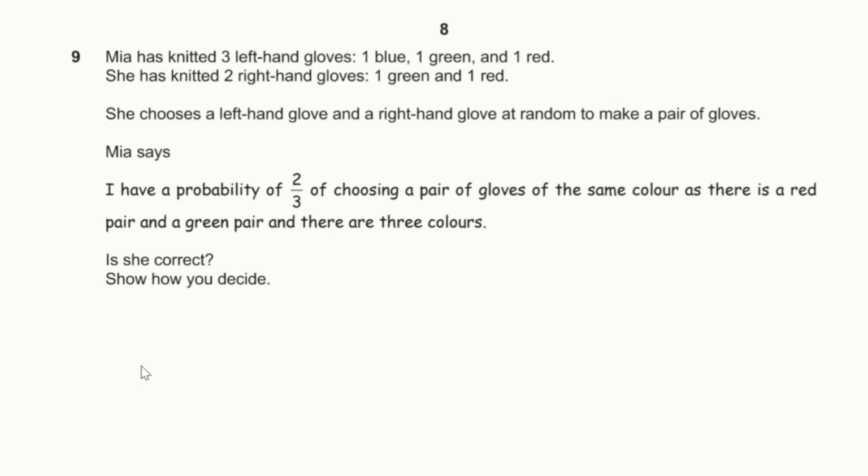Well, let's write out all the combinations. We could have 1 blue and 1 green. We could have a blue or a red. We could have a green and a green. Or we could have a green and a red. We could have a red and a green. Or we can have a red and a red.